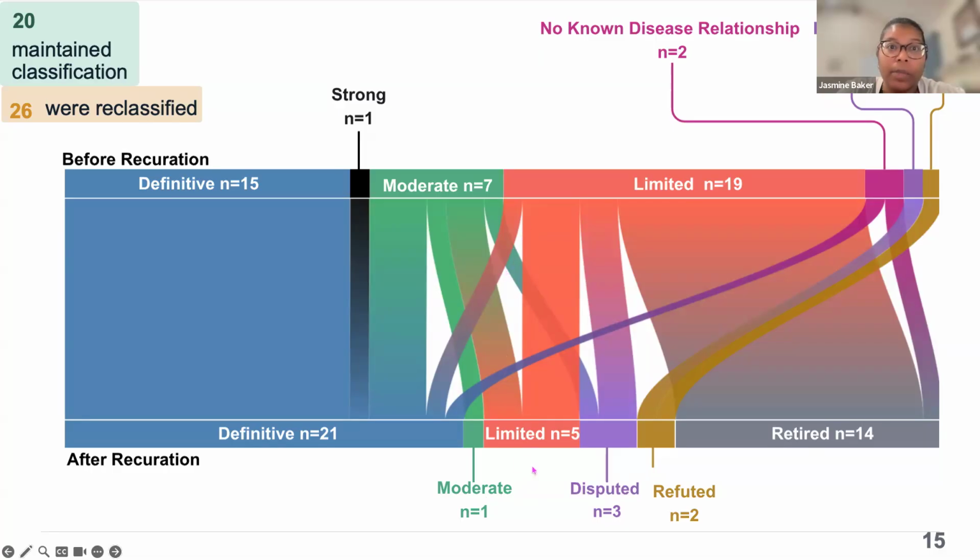We have way less limited. Our limited split in between definitive, and some of them moved back to limited, or either they were disputed, and a lot of them were just retired. And we do still have, for the no known disease relationship, those are retired now, and we do still have 2 refuted. So we'll see how that goes.